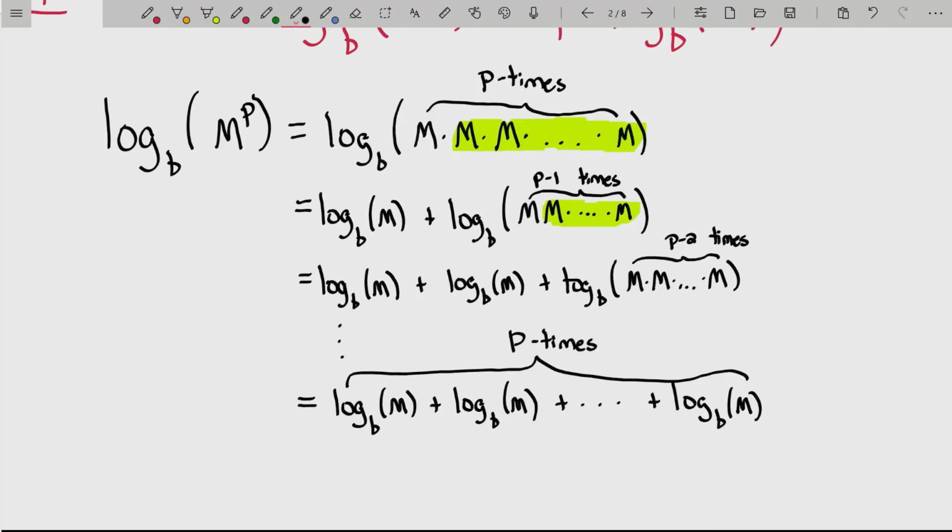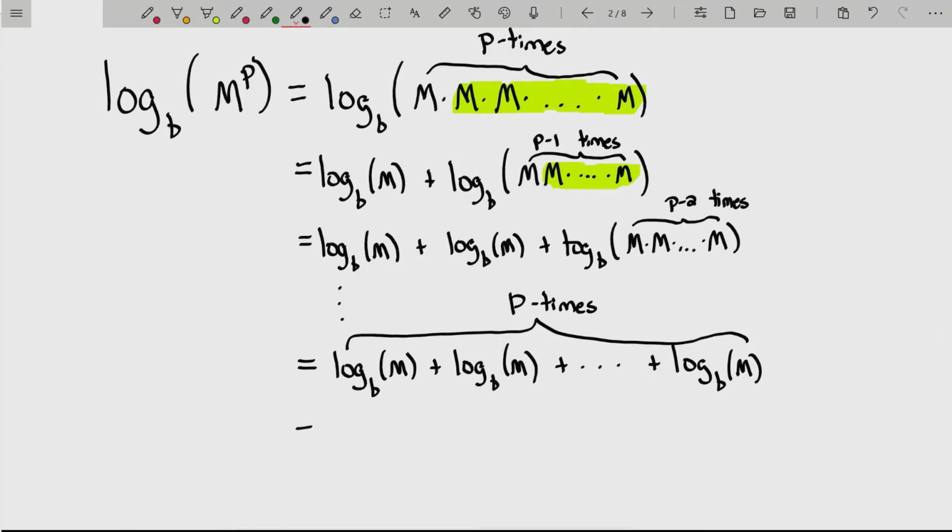Now think about that. If I told you to add 3 to itself 10 times, a faster way to do that is 3 times 10. If I told you to add x to itself 10 times, you would say that's x times 10. If I told you to add log base b of m to itself p times, it would be p times log base b of m. We have p of them, basically.